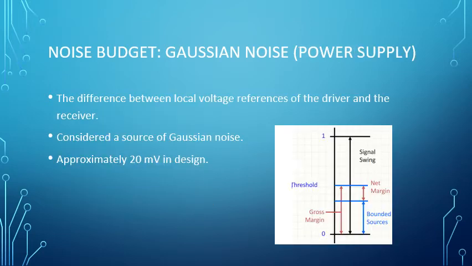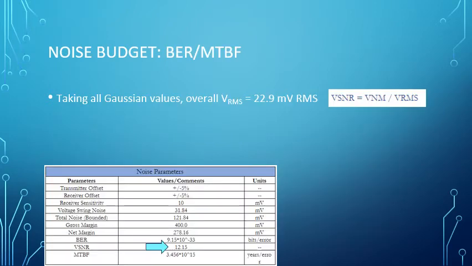The last thing we need to calculate in terms of Gaussian noise is the power supply noise. This is defined as the difference between local voltage references of the driver and the receiver. For our design, we can approximate that it is about 20 millivolts. Taking all Gaussian values we have up to this point, we can now solve for the root mean squared voltage. The equation would be the square root of 5 millivolts squared plus 10 millivolts squared plus 20 millivolts squared. We can ignore the 40 microvolts from the thermal noise because it's negligible.